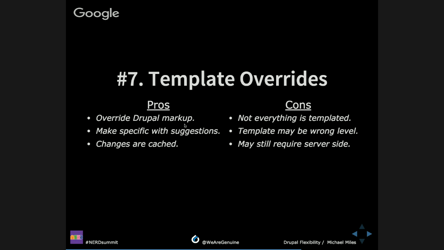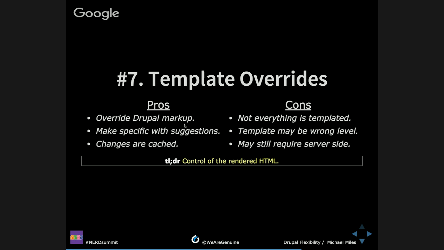And then template overrides may still require some server-side capabilities and skills. In Drupal 7 and earlier, we used the theme engine for templating as PHP template, which means you can put PHP code in your template, and PHP code is used for logic. This is very powerful, but also it's a skill set you need to be comfortable with. TLDR: using template overrides gives you control of the rendered HTML.